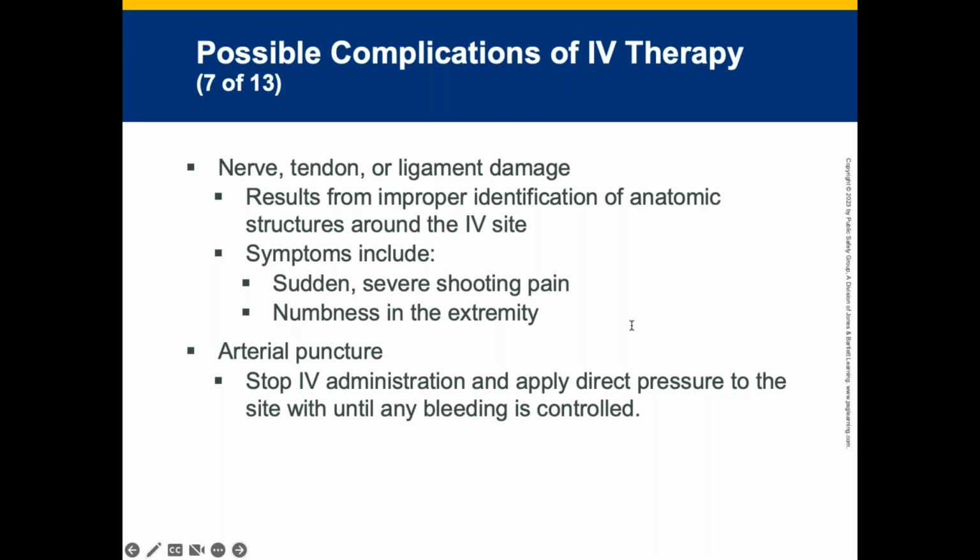So another one here as well is if you have an arterial puncture, by accident you got into an artery, bright red blood is quickly seen, either spurting from the catheter at the needle, where the needle is withdrawn, or backing up into the IV tubing in the IV bag. If this happens, stop IV administration, apply direct pressure to the site with a gauze for at least 15 minutes until all bleeding is controlled, right?